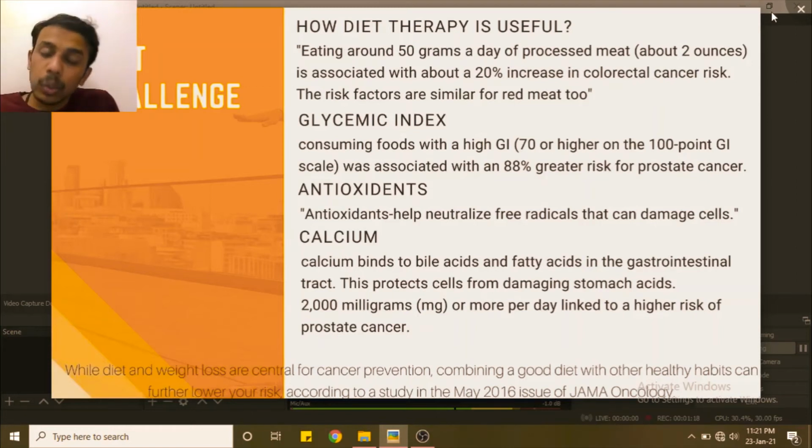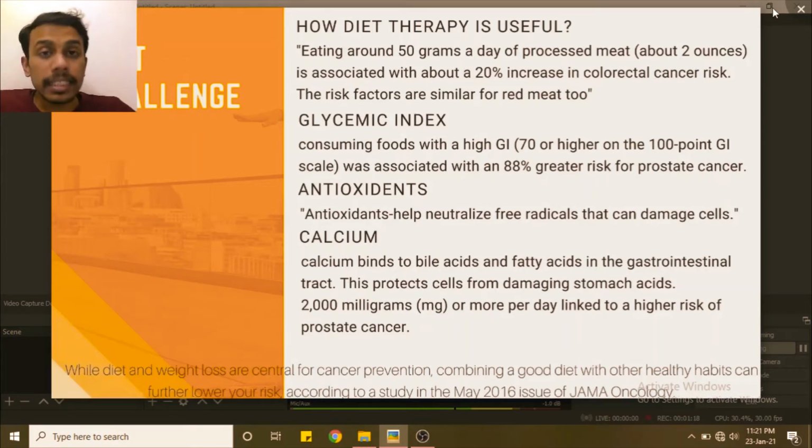Well, this is also true if you are high on carbs, like, let's say, chapati, roti, or any other thing which has a high glycemic index, which approximately 88% increases the chances of prostate cancer. The reason why this happens is, let's say something like calcium. People say your bone density is low, you are at the age of 30 plus, you need calcium tablets, you need calcium supplements to keep your body strong.